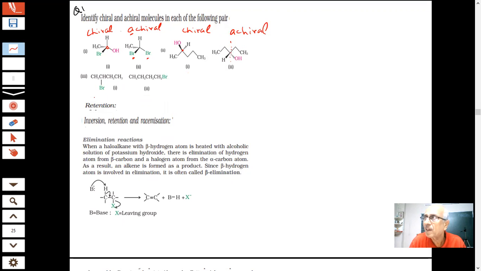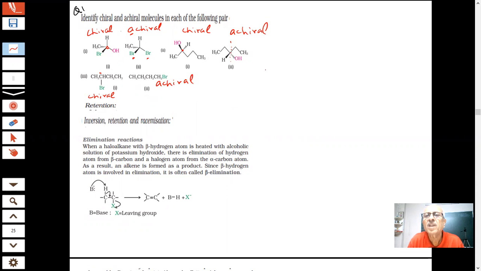One question will be there in the exam based on chiral and achiral carbon. What about this? Sir, this is also chiral. Which carbon? The second carbon, yes, this one. What about this? So this is also chiral. Chiral. Achiral. So questions are coming in the paper like this: identify the chiral or achiral carbon.